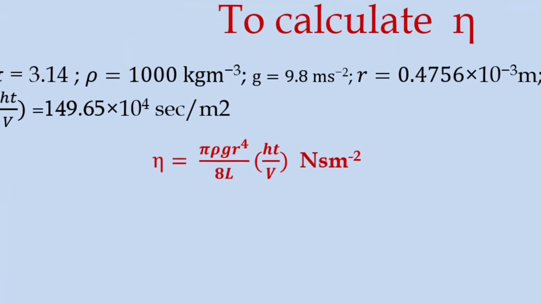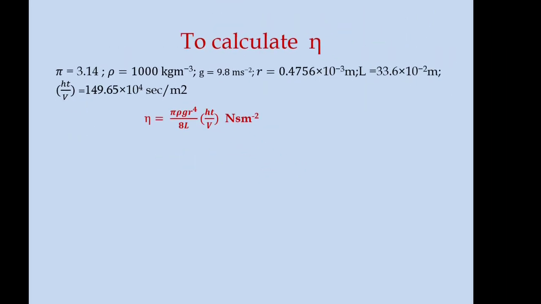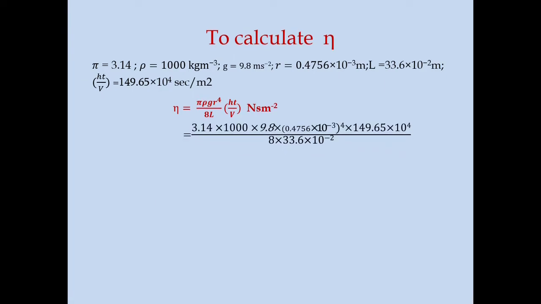So this is the Poiseuille's formula to calculate the eta, which goes as pi rho g r power 4 divided by 8L into ht by v, Newton second per meter square. So let us substitute it. When we substitute, for pi it is 3.14, rho we know it is 1000, g it is 9.8 into the radius of the capillary bore 0.4756 into 10 power minus 3 the whole power 4 into that ht by v, that is 149.65 into 10 power 4, the whole divided by 8 into 33.6 into 10 power minus 2.